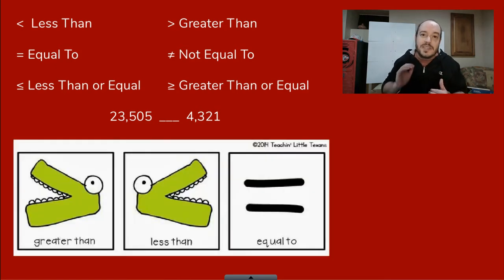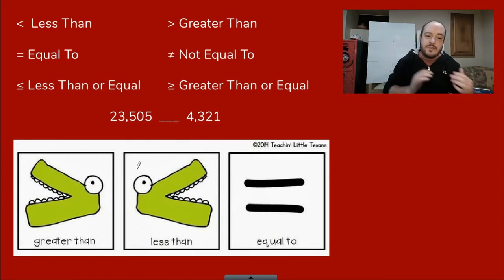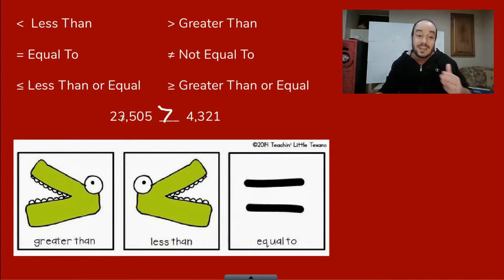Remember, the alligator always eats the larger number. So if it's going to be this guy, the alligator's eating the bigger number on the left-hand side. Remember, we always read from left to right. If I'm going to put in the greater than symbol, I know it's greater than because it means that this number is larger, or greater, than this number. So we always read left to right. Don't switch that up. And remember, the alligator always eats the larger number.